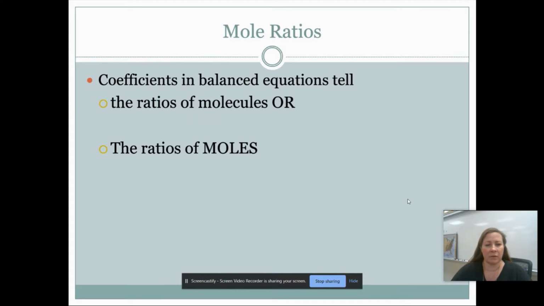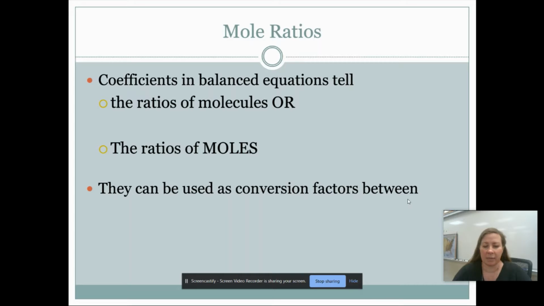A couple things you need to know here. The coefficients in a balanced equation tell you the ratio of molecules, or they could also tell you the ratio of moles. And they can be used as conversion factors between different substances in a reaction.